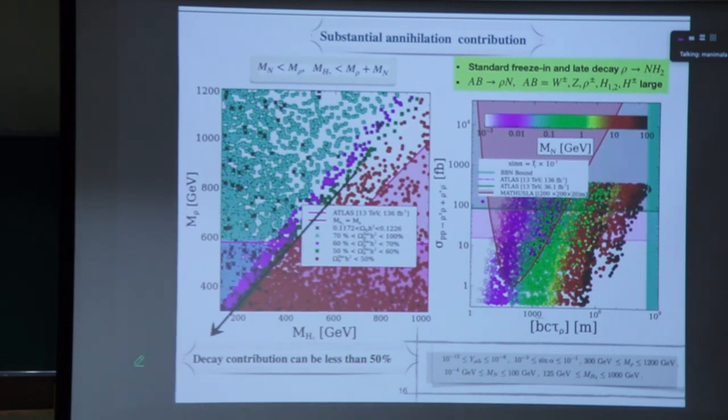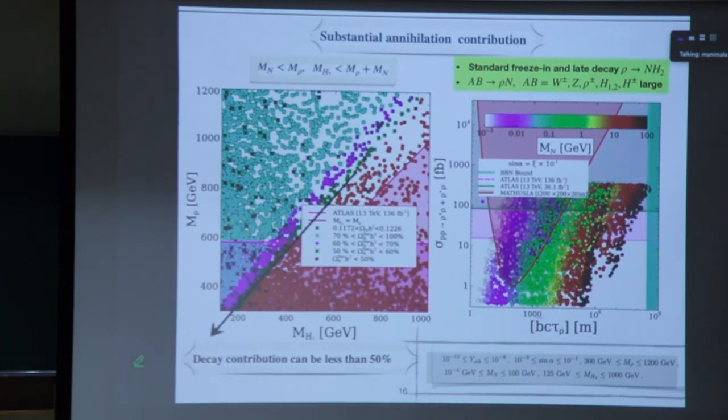These different colored points basically represent the contribution from the decay. For example, these are the points where the decay contribution is roughly 70 to 100%. These blue points are where the decay contribution is roughly 60 to 70%. These green points are where the decay contribution is less than 60%. And all of these red points are where the decay contribution is less than 50%, which implies that the annihilation contribution there is significantly large. All of this lower part is ruled out by the ATLAS disappearing track search. But you can see that there are still a few red points where the relic abundance is primarily governed by the annihilation contribution.